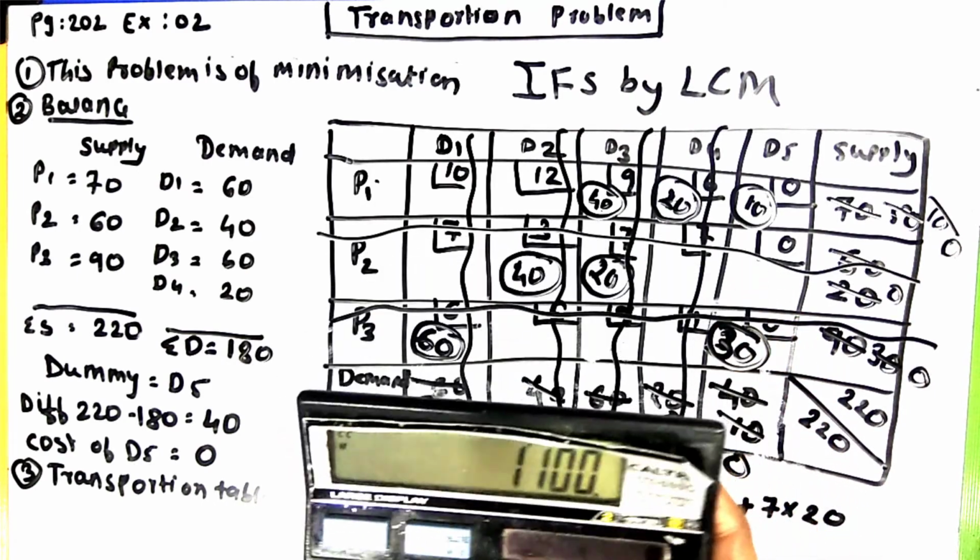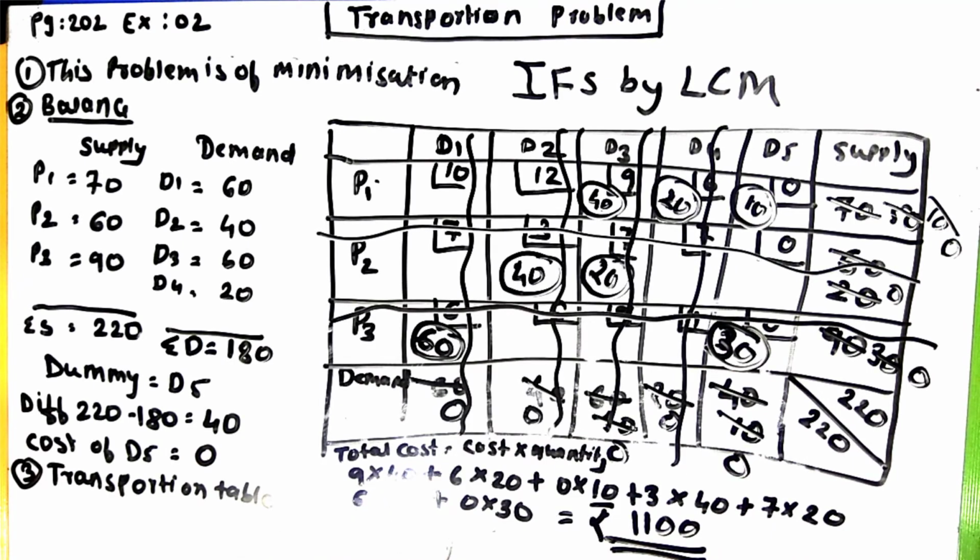So this is about our least cost method of initial feasible solution. Hope you have understood very well. Keep practicing. Drop your queries and questions in the comment box.